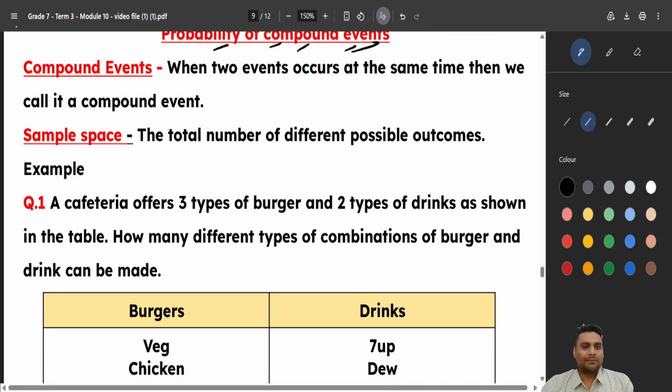Now, sample space: the total number of different possible outcomes is known as the sample space. You already know this. We have done it before. For example, on a coin, how many different outcomes are there? Two different outcomes: heads and tails. Both are different, correct?